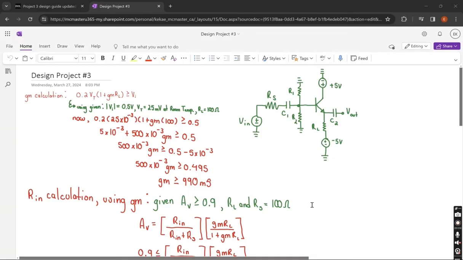Here we have the calculations for each of the components in the circuit that we discussed previously in design project number 3 for the 2EI4 course.